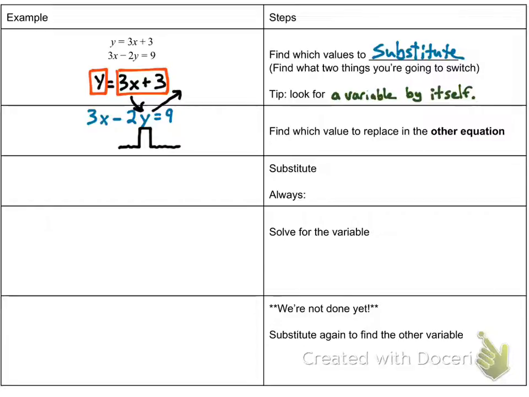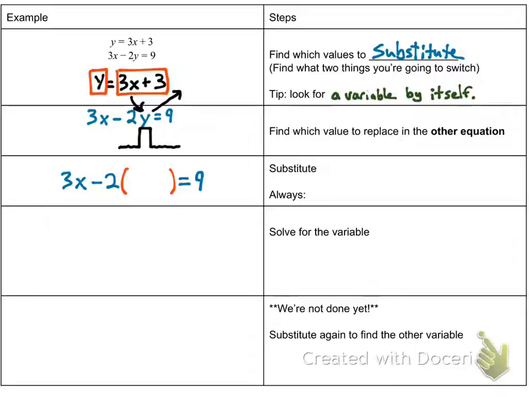All right? So I've got my things I'm going to switch. I've got the y and the 3x plus 3. Those are the two things that are going to switch places. And the equation I'm going to do that in is right here. Let's next do that. We're actually going to substitute. So I write the equation, but you notice instead of the y here, I am substituting out for this other thing.